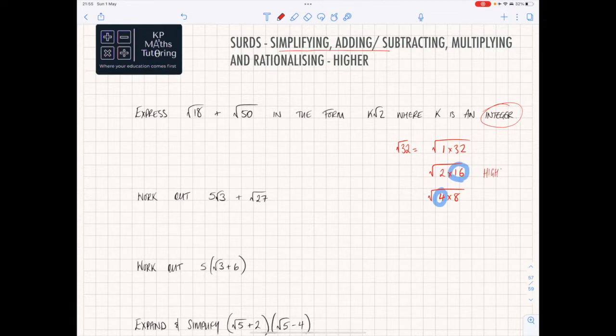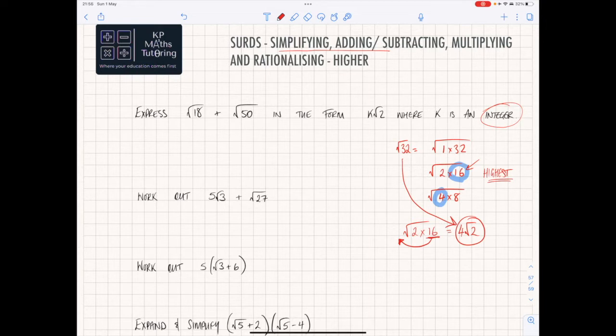So you've got to take the highest value. In this case, 16 is the highest value. So therefore, I say 2 times 16 is what root 32 simplifies to. 16 can be square rooted. The square root of 16 is 4, so you bring that on the outside. It becomes 4 root 2. So root 32 becomes 4 root 2.